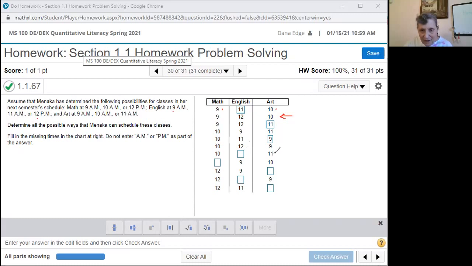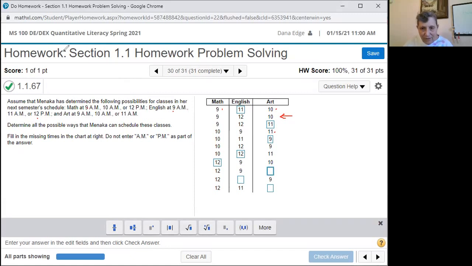If art is at 10, here's a 10 and an 11. So this can't be the 9 o'clock. So this is going to have to be 12 o'clock. That's different from all the rest, right? Yes. Okay, I'm leaning toward this being a 12 o'clock, but let's see what's going on. If English is at 9, art is at 10, so math can't be at 9 or 10, so this has to be at 12 o'clock.